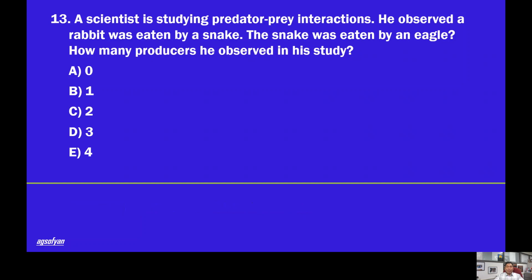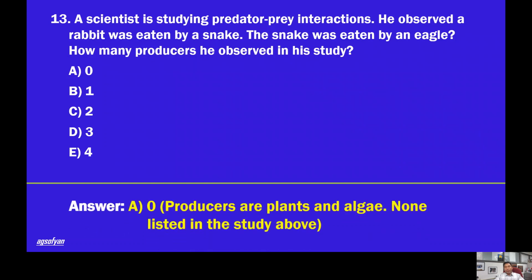Next question, number 13. A scientist is studying predator-prey interaction. He observed a rabbit was eaten by a snake. The snake was eaten by an eagle. How many producers did he observe in his study? A. 0. B. 1. C. 2. D. 3. E. 4. Choose your answer.